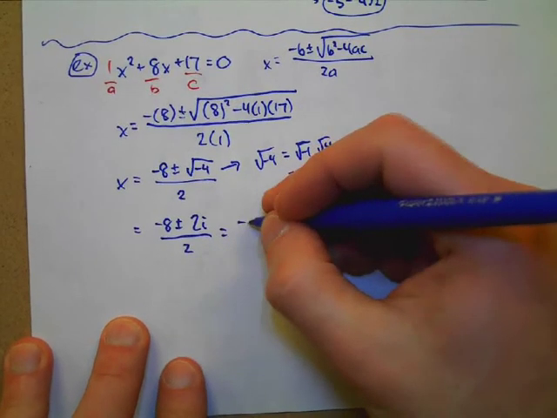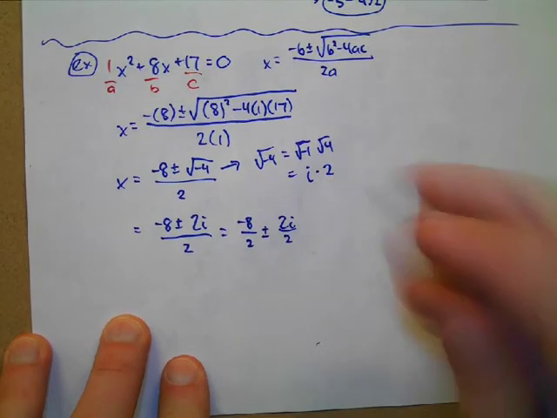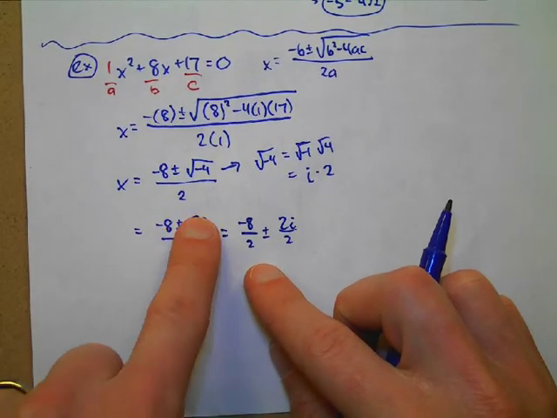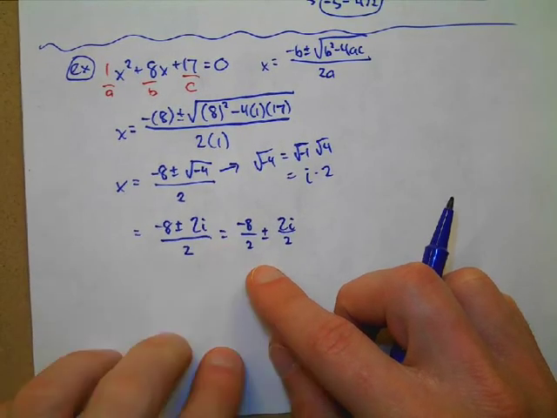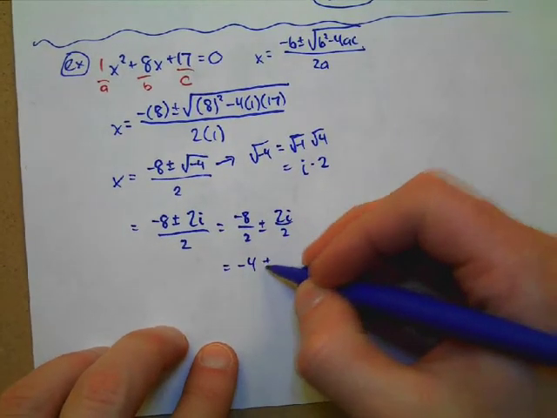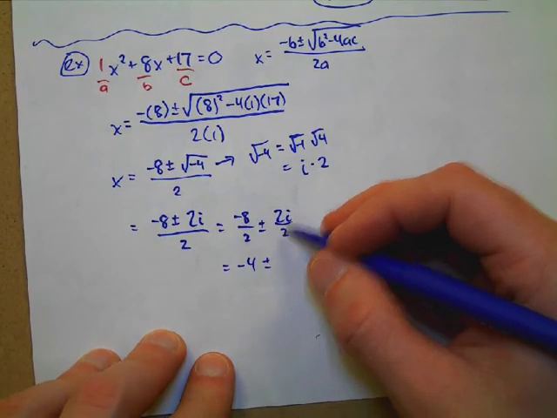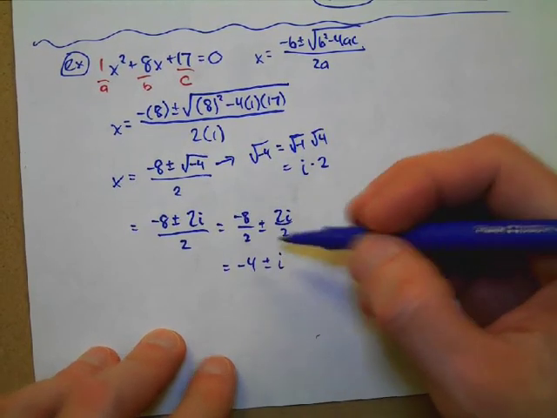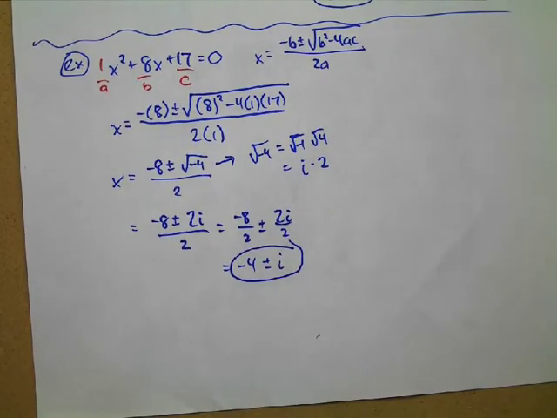And then we'll just break up our fraction. Negative 8 over 2 plus or minus 2i over 2, so both of these get divided by that 2. What's negative 8 divided by 2? Negative 4. What's 2i divided by 2? It'll be 1i, so you can just put i if you want to. And there are two answers: negative 4 plus i, negative 4 minus i. Imaginary, not real.